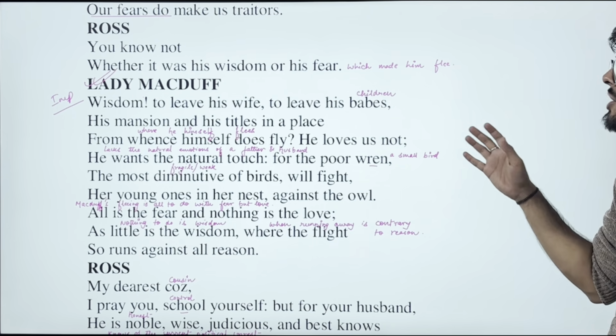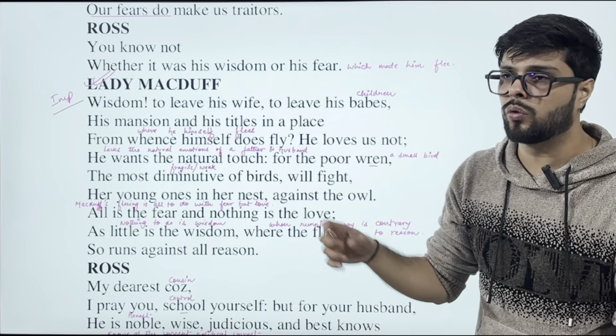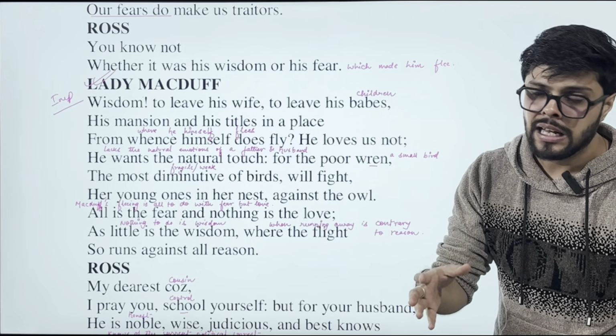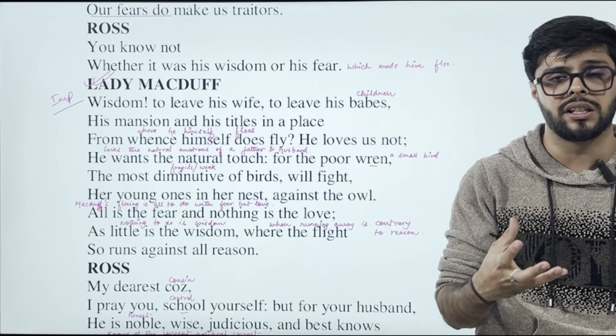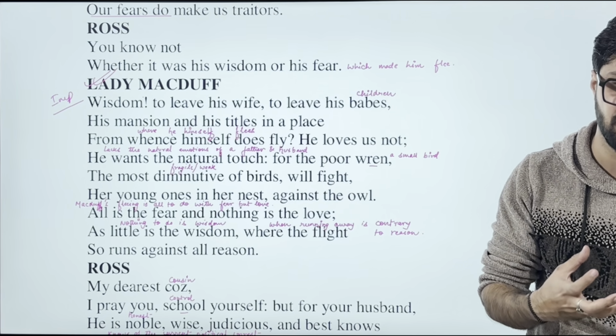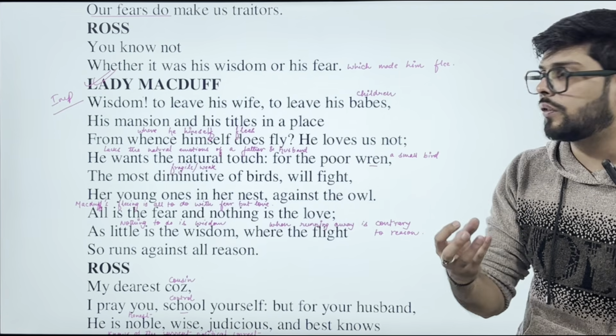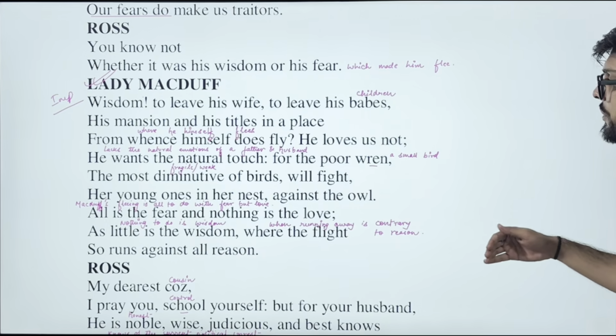He wants the natural touch. Now, over here, wants means is not wanting something. Over here, want means lacking. So she is saying that Macduff lacks the natural touch of a father. He lacks that familiar protective instinct of a father, that touch emotion of a father. So he wants the natural touch. He lacks the emotional touch of a father.